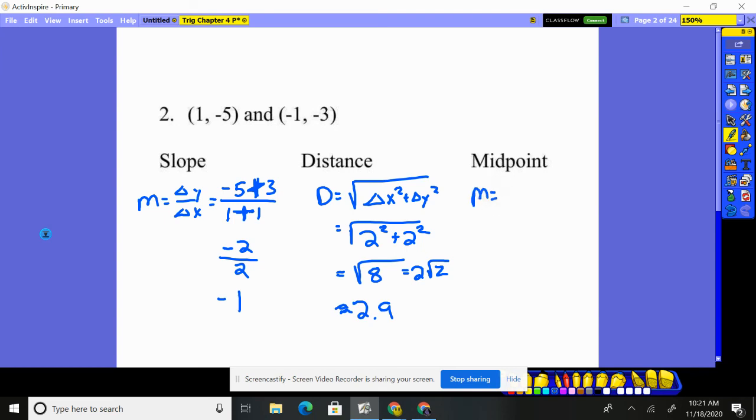Midpoint. All right. Add your x's together and divide by 2. So 1 plus a -1 divided by 2. Add your y's together and divide by 2. That's 0 divided by 2, so it's 0. That's -8 divided by 2, so it's -4. So there's your midpoint.